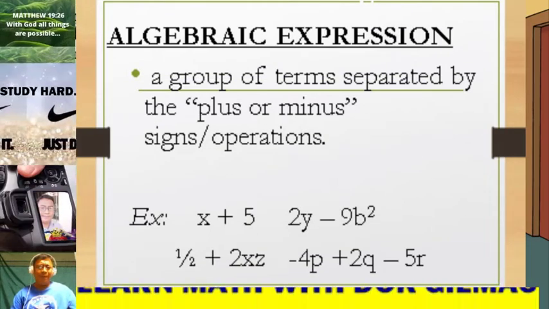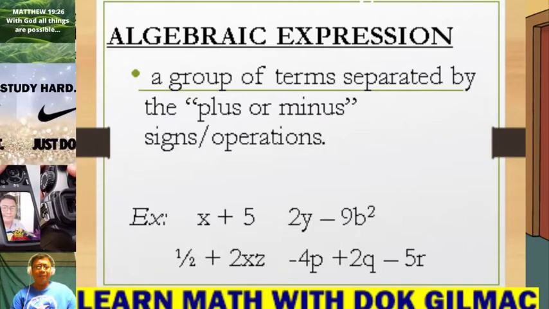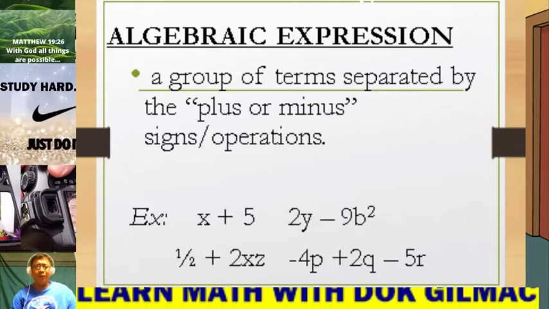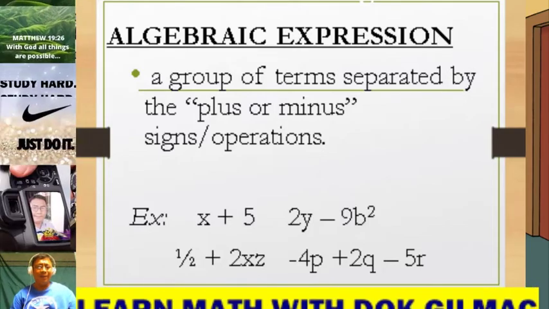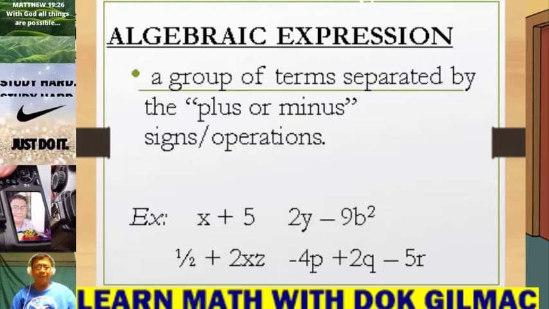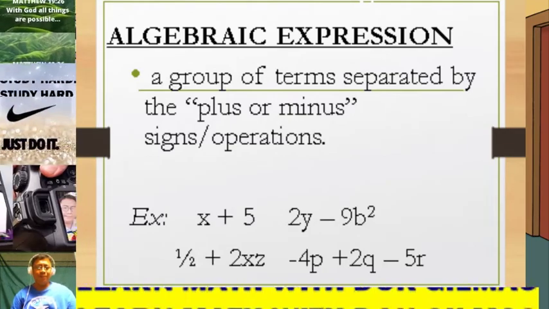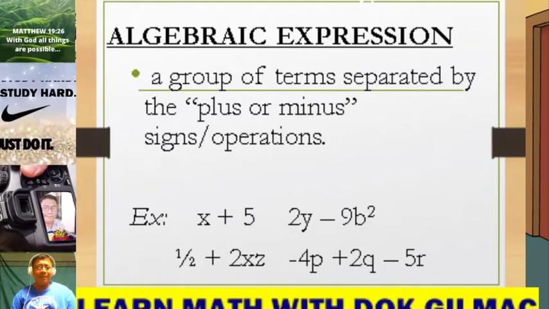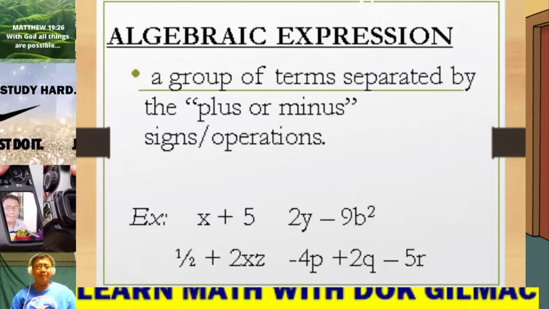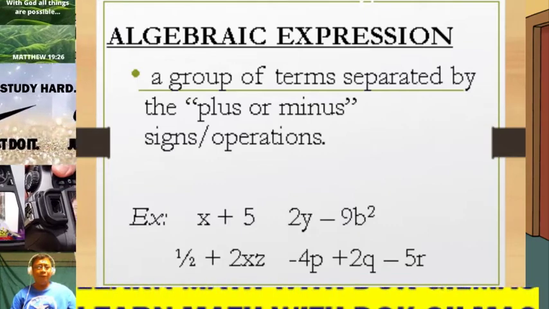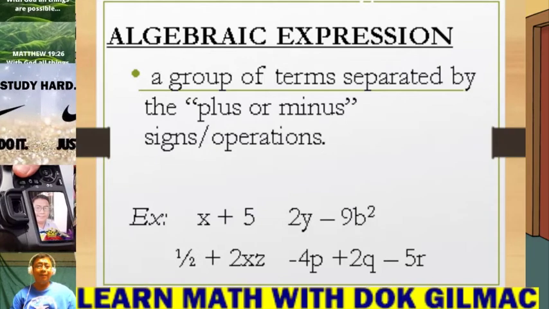What do we mean by algebraic expression? An algebraic expression is a group of terms separated by plus or minus signs or operations. For example, x plus 5, 2y minus 9b squared, 1/2 plus 2xj, negative 4p plus 2q minus 5r.